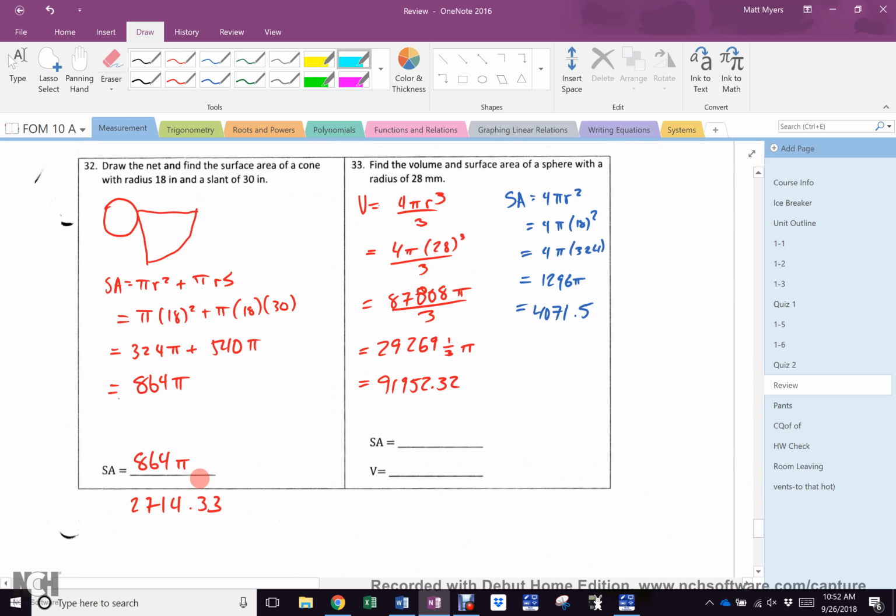Cone, I will accept either 864 or 864 pi or 2,714 point blah. You needed a net, so that's worth 2, because you can't go fishing without a net. Good luck. And the 2 volumes here, I will accept either 29,269 and 1/3 pi or 91,952.32. And I will accept 1,296 pi or 4,071.5 pi. That's worth 2. So that's worth 4.